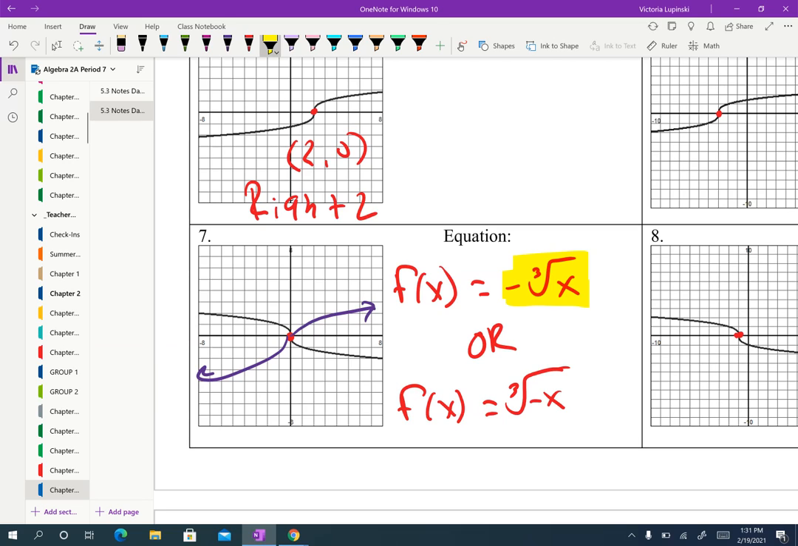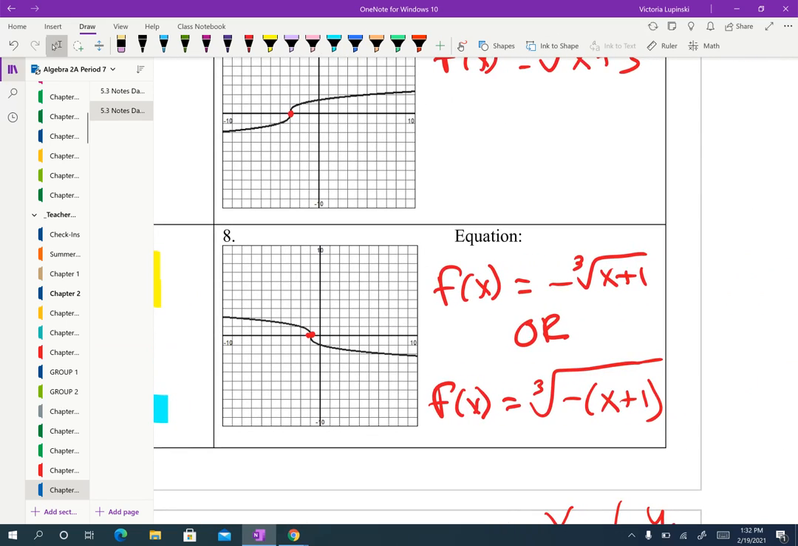The graph would look exactly the same, which means your negative could have been on the inside. So it turns out that either of those would be correct. There's no possible way to know just by looking at it whether it went over the x or over the y, so both answers would be acceptable.